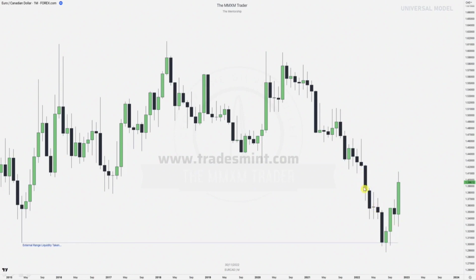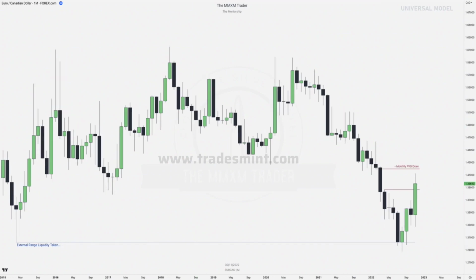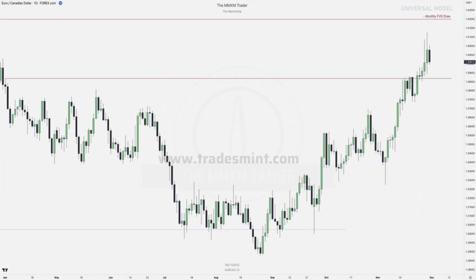We want to draw into this internal range monthly fair value gap. This is where our eye goes to, and this is where our bias is for the draw on liquidity. So that monthly fair value gap draw, going in from a long-term perspective, right?